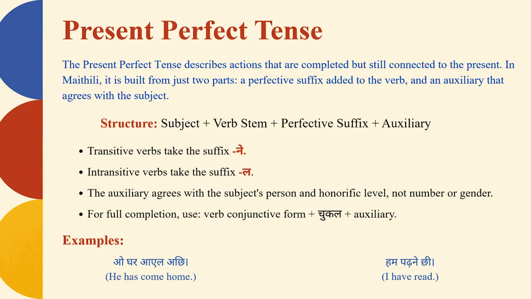For full completion of any task, we use the verb conjunctive form plus chukal plus auxiliary. We saw multiple examples there. To look at a few examples, we can take ओ घर आयल छे, he has come home. हम पढ़ने छी, I have read.